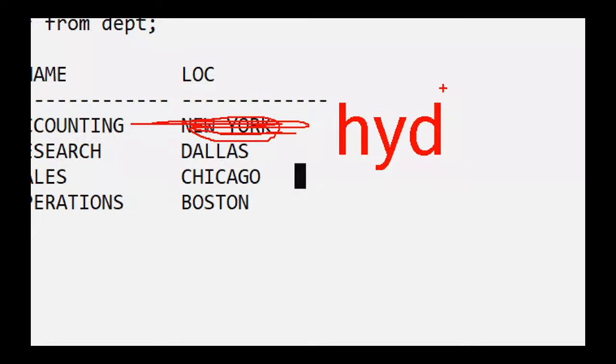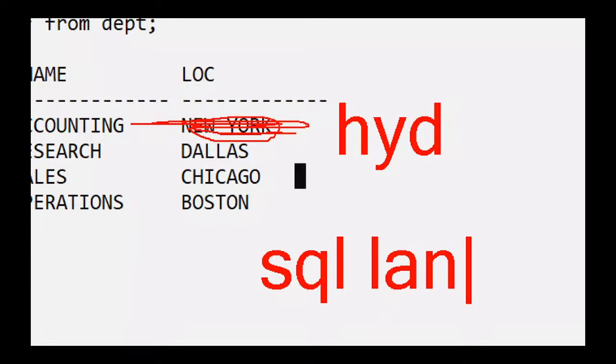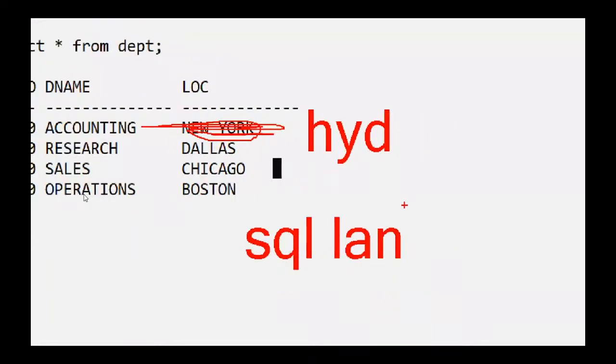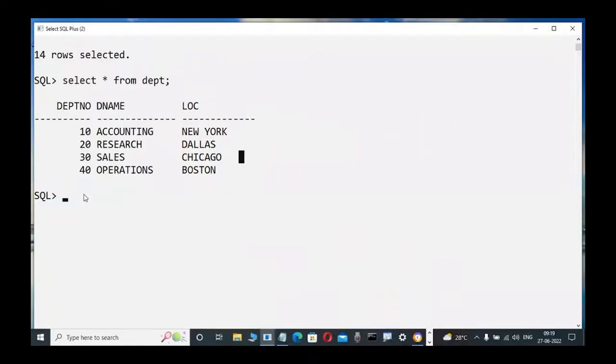Whenever they ask to change that location, then as an Oracle developer, SQL Server developer, or DB2 developer working in a company, which language are we using? We use some commands only. That is called the SQL language. In the future, when you are good at SQL, you will write something like this: update table name, set location equal to Hyderabad. Simple commands, a single line or two lines of coding only.